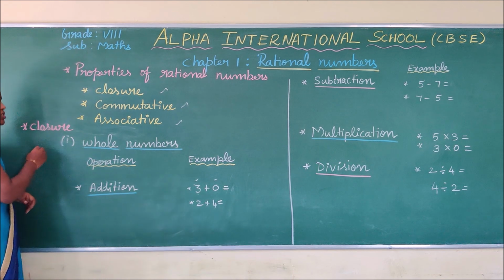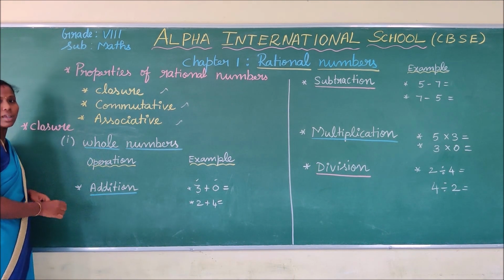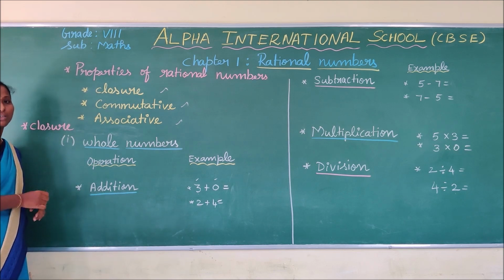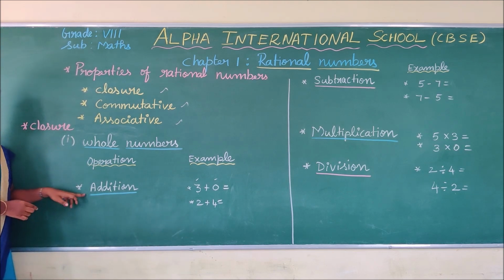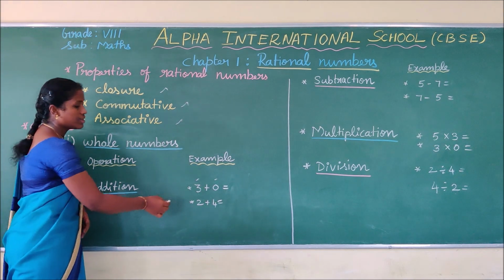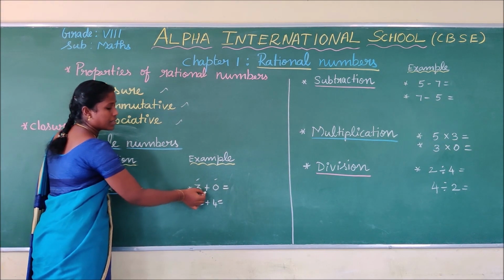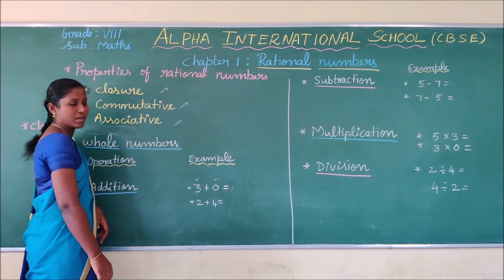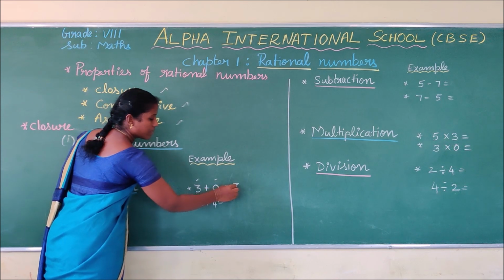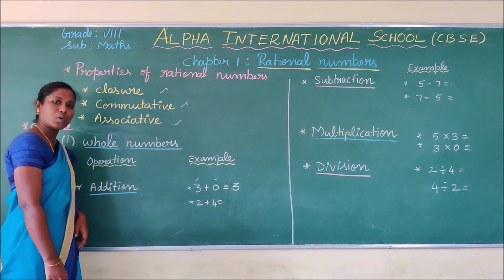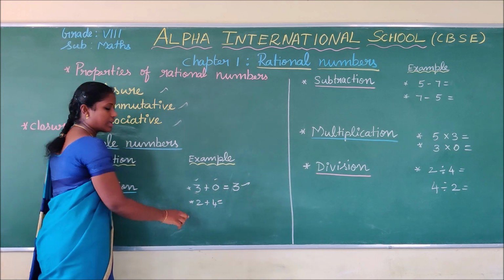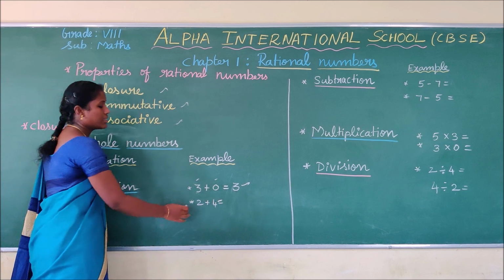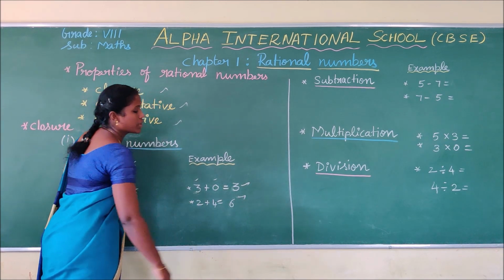So, we are going to check the closure property for whole numbers under the operations addition, subtraction, multiplication, and division. First, let us check addition with some examples. Here I am taking the example 3 plus 0. 3 is a whole number and 0 is a whole number. What is the value of 3 plus 0? The result is 3. 3 is a whole number. Likewise, another example, 2 plus 4. 2 and 4 are whole numbers. The result is 6. 6 is also a whole number.